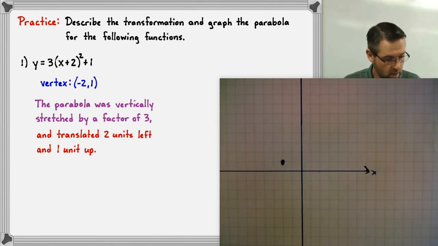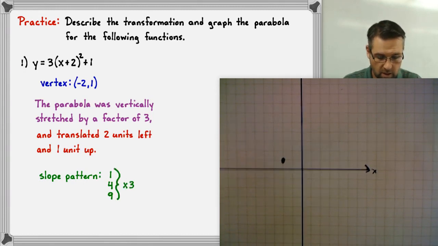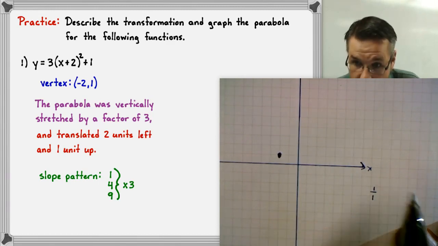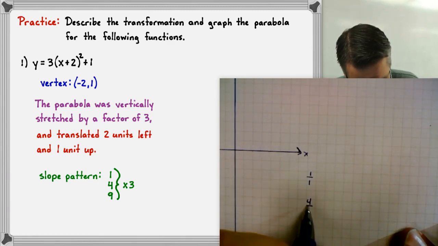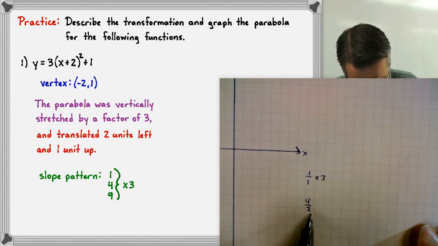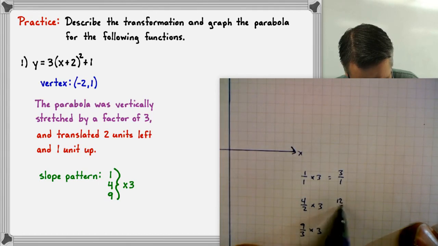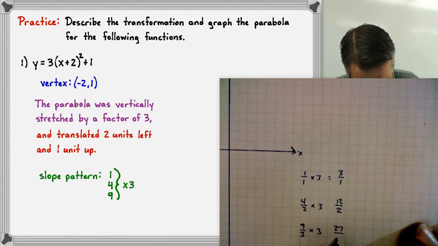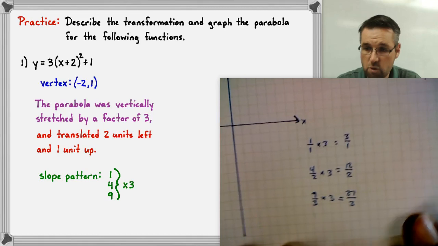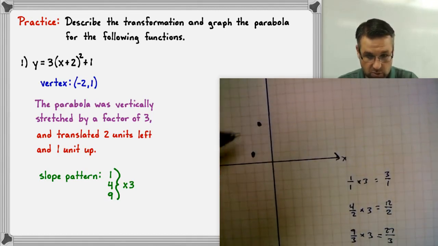Since our A value is 3, our slope pattern normally is 1, 4, 9. So we're going to take those values and multiply them by 3. So instead of 1 over 1 and 4 over 2 and 9 over 3, we're going to multiply all those by 3 here. And so we end up with 3 over 1, 12 over 2, and 27 over 3. So those are our movements. From the vertex, we're going to go up 3 and over 1. From our vertex, we're going to go up 12.